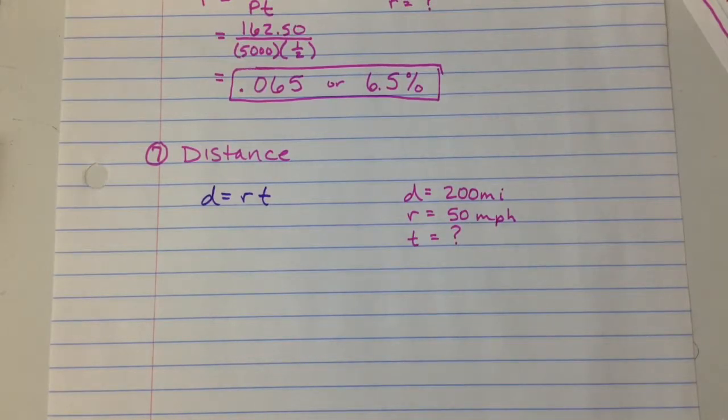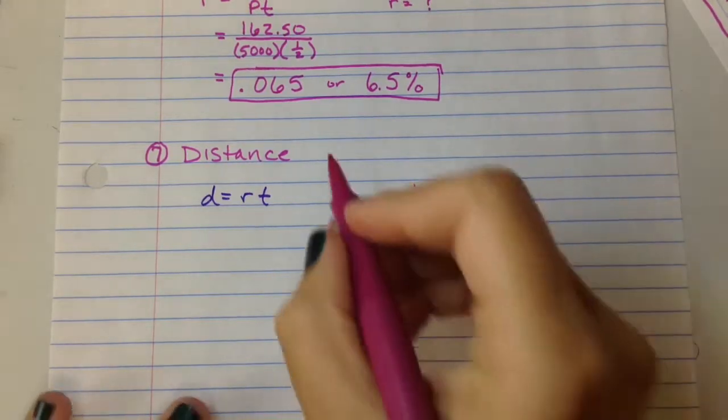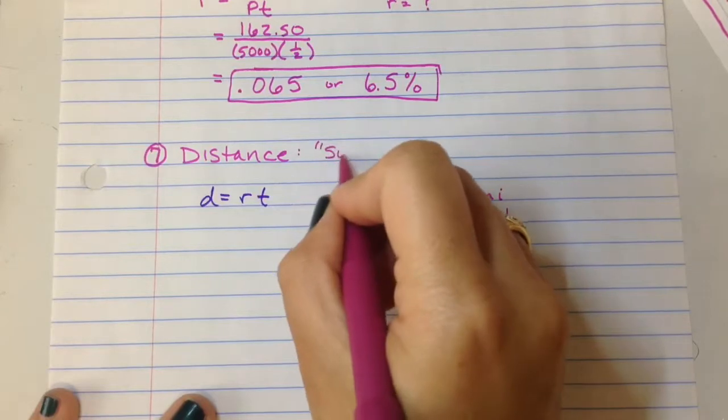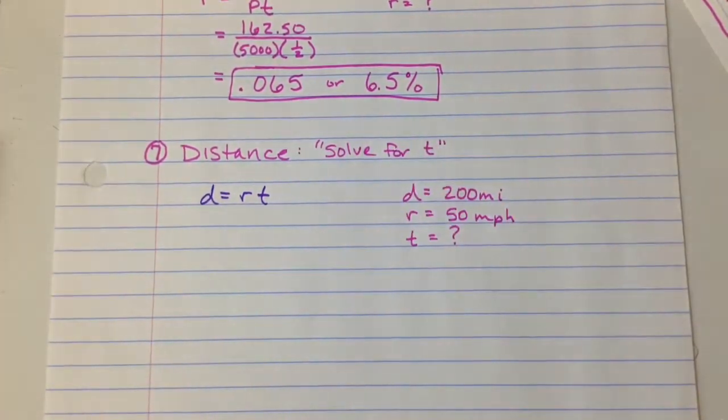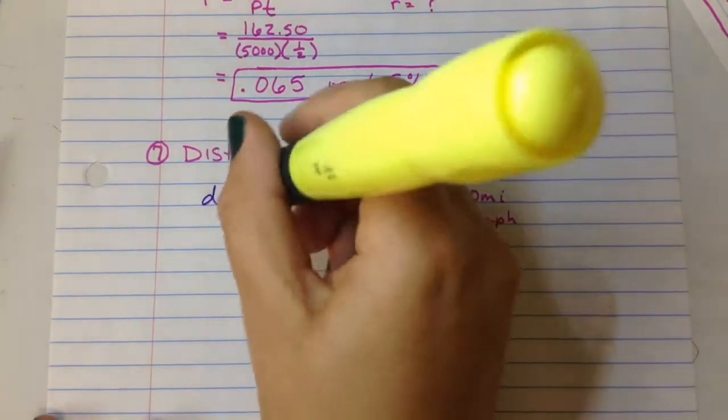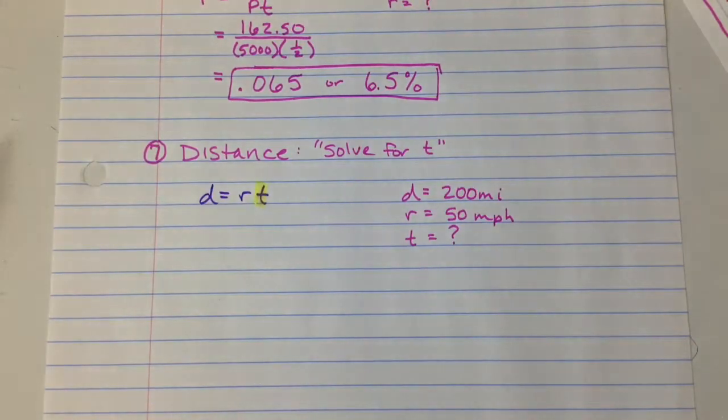Since we are missing T, what letter do you think we're going to solve this equation for? We're going to solve for the missing one, or T. It will make our numbers much, much easier. Go ahead and give this one a shot. So we're solving for T. We go ahead and highlight it.